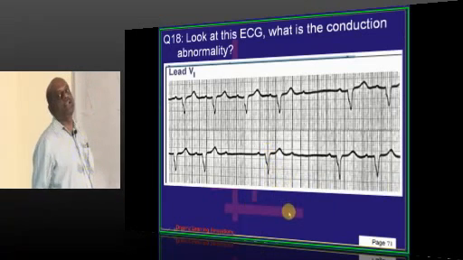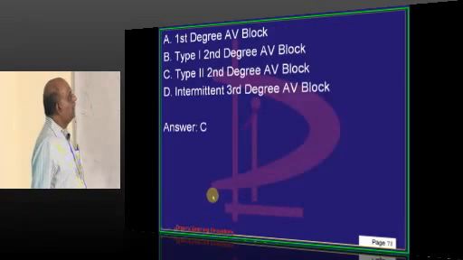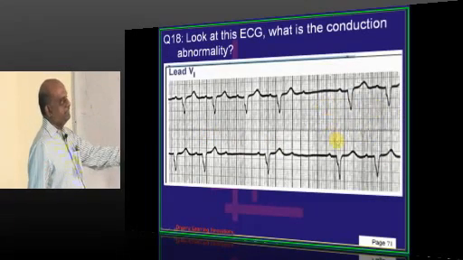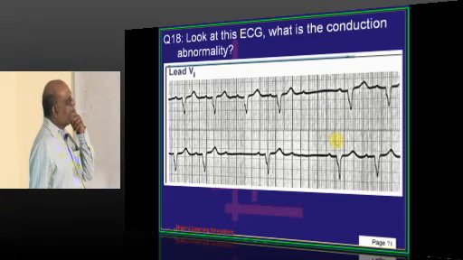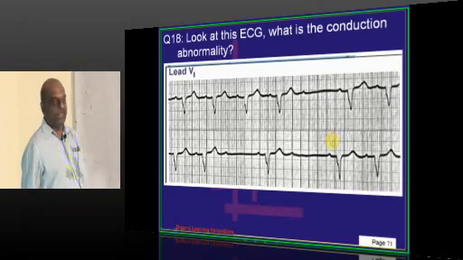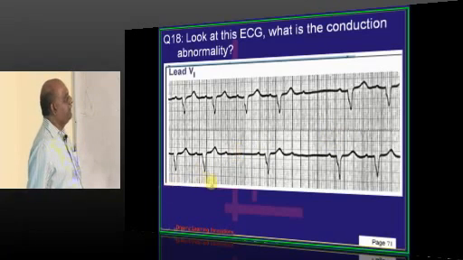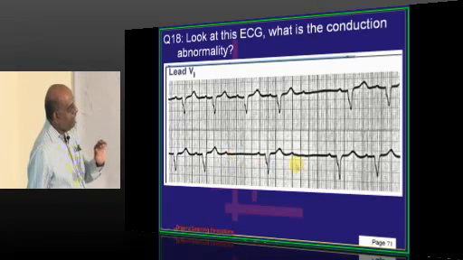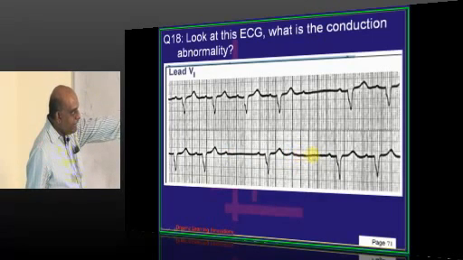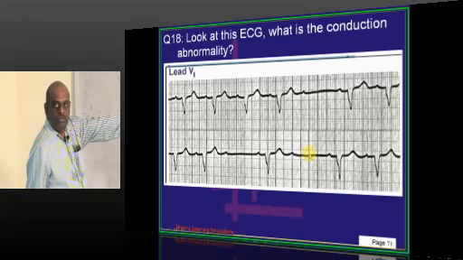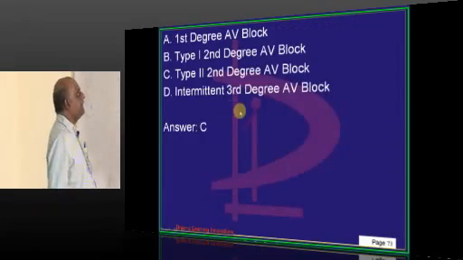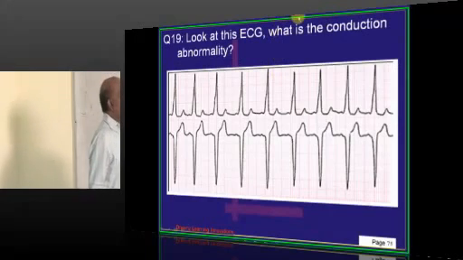Now, what is the conduction abnormality? So it's a case of type 2 second degree heart block. There is a sudden drop of the QRS complex without warning. You see this P wave is there, no? Which P wave? This P wave is not followed by QRS, unlike the earlier P wave, which is followed by QRS. So that makes it a type 2 second degree heart block.